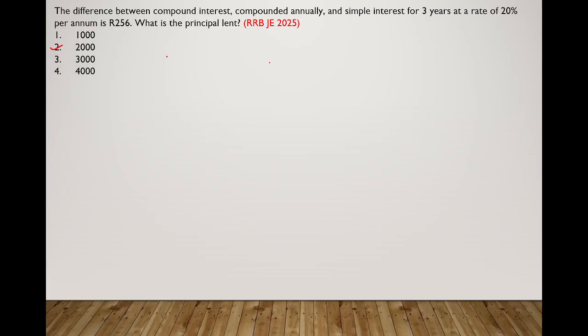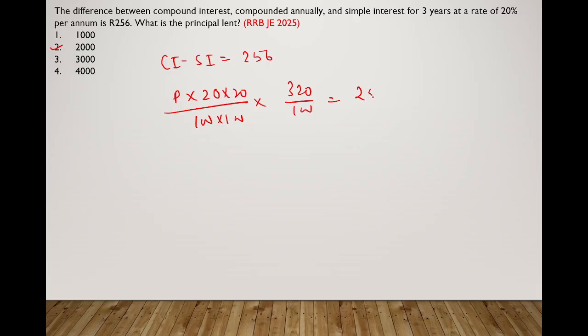So first up, CI minus SI equals 256. P R square means 20 20, and divide by 100 into 100 into 320 divided by 100 equals 256. So this is 5, and again this is 5, 256 and 24, so 64, 4, so principal becomes 2. So answer number second is right.